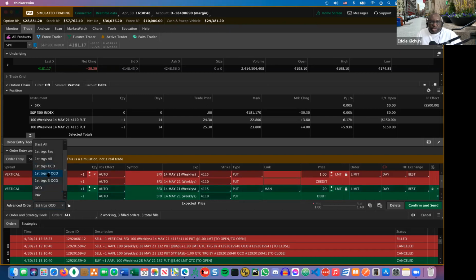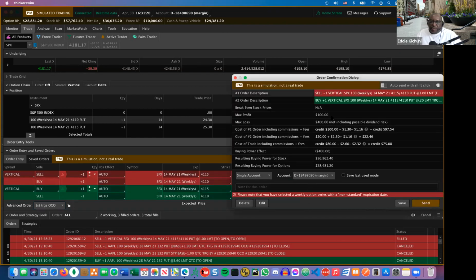I can also make it fast triggers OCO, meaning that I can put in my risk management and say that if this price goes above $1, to say $1.10 or $1.50, then please take me out because now I'm losing 50 cents, right? On the other side, this is a good scenario. Price devalued from 1 to 20 cents, and I get to keep the difference between $1 and 20 cents, which is 80 cents. Then confirm and send.